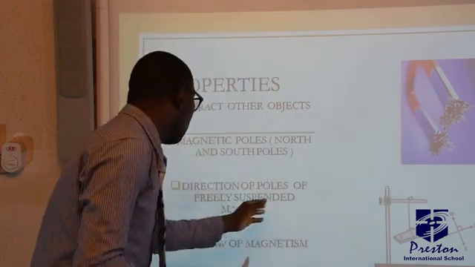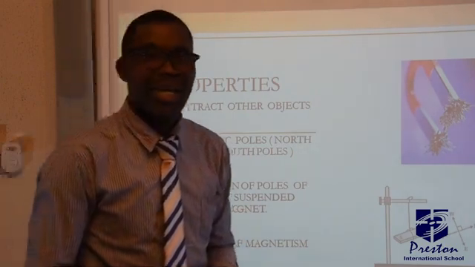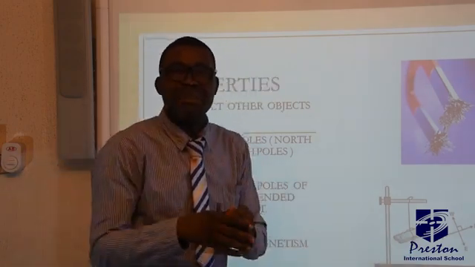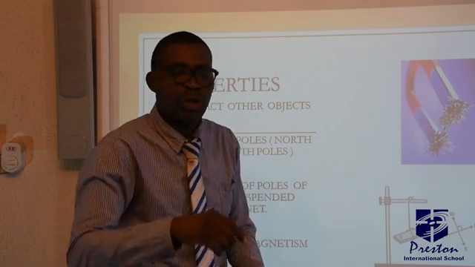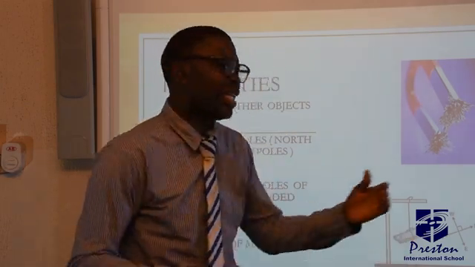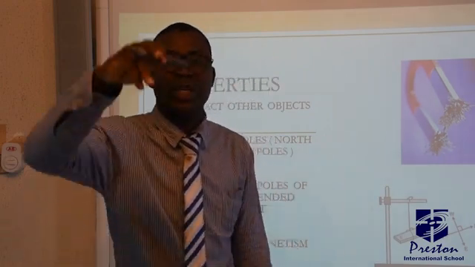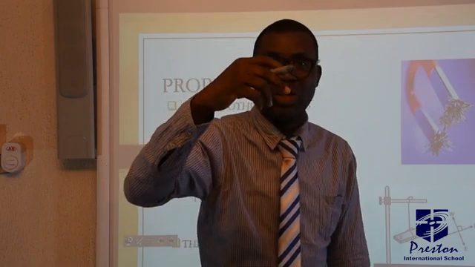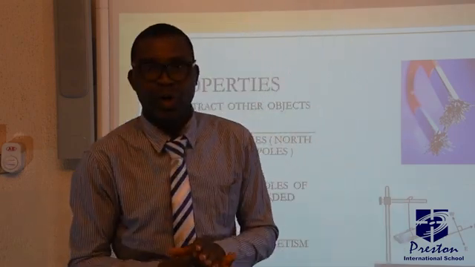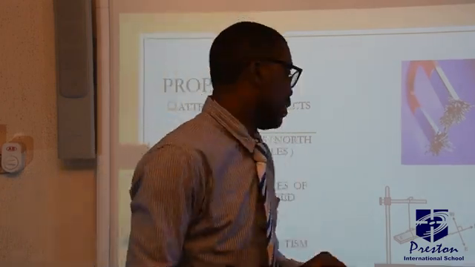Then direction of the poles of a magnet when freely suspended. How do we know a magnet? Anytime you suspend a magnet freely like this with a rope, you notice that the magnet is going to rest in a position such that its north pole will be facing the Earth's geographic north, and then the south pole will be facing the Earth's geographic south. All magnets, when freely suspended, that is where they come to rest. We will explain this one in the Google class, why it is always like that.